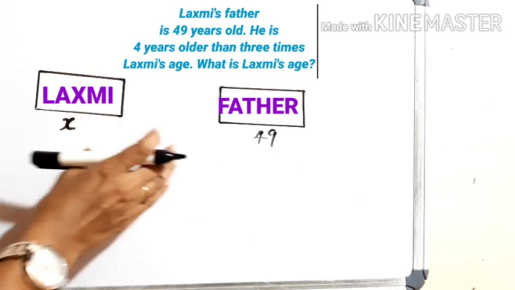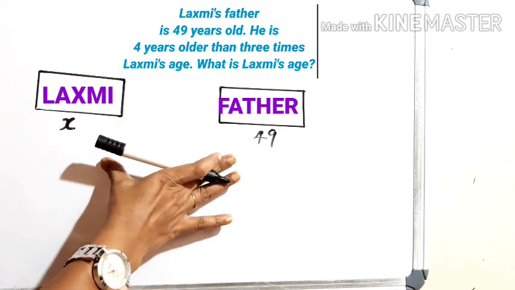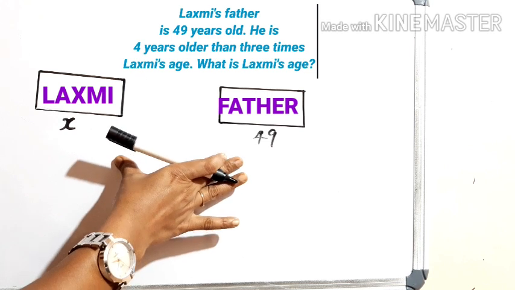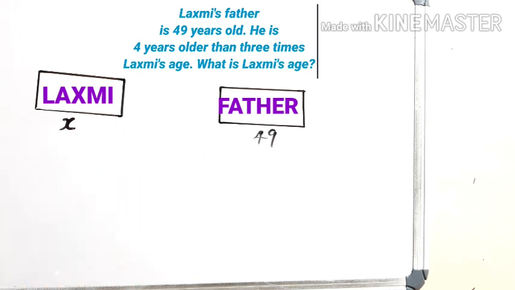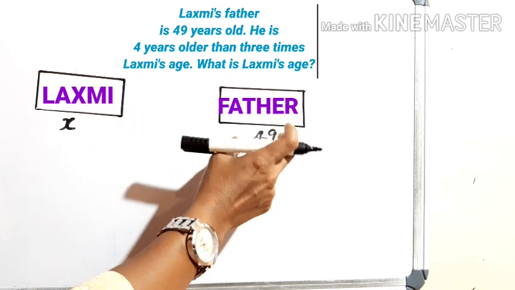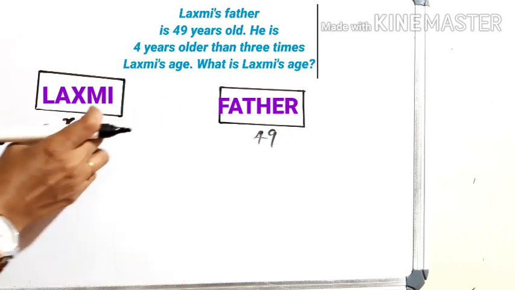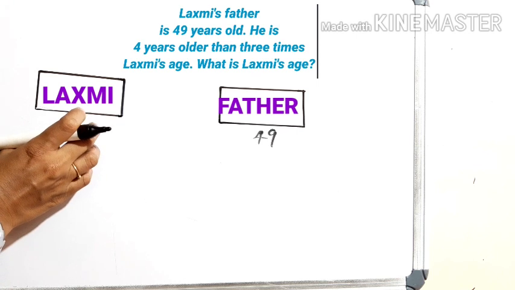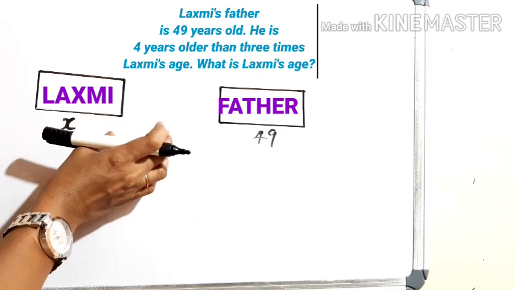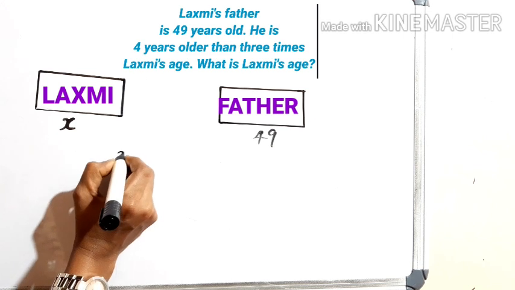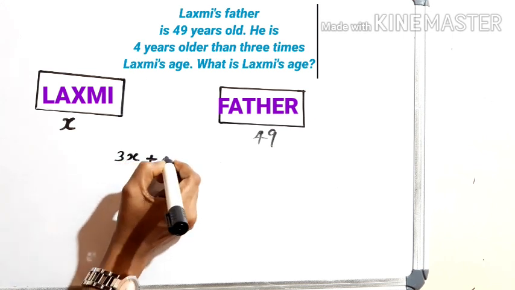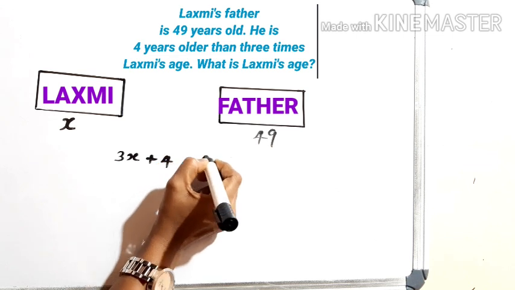To get Lakshmi's age, first we have to form an equation. To form that equation, one hint is already given in the question. Listen, the hint is Lakshmi's father is 4 years older than 3 times Lakshmi's age. 49 is 3 times x with 4 added. That means 3x plus 4 equals 49.